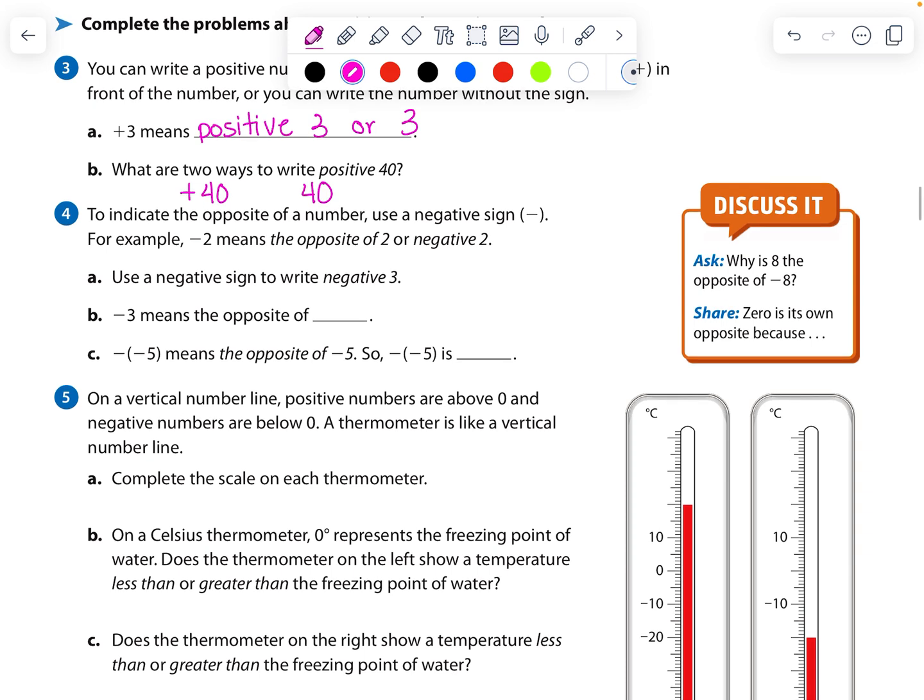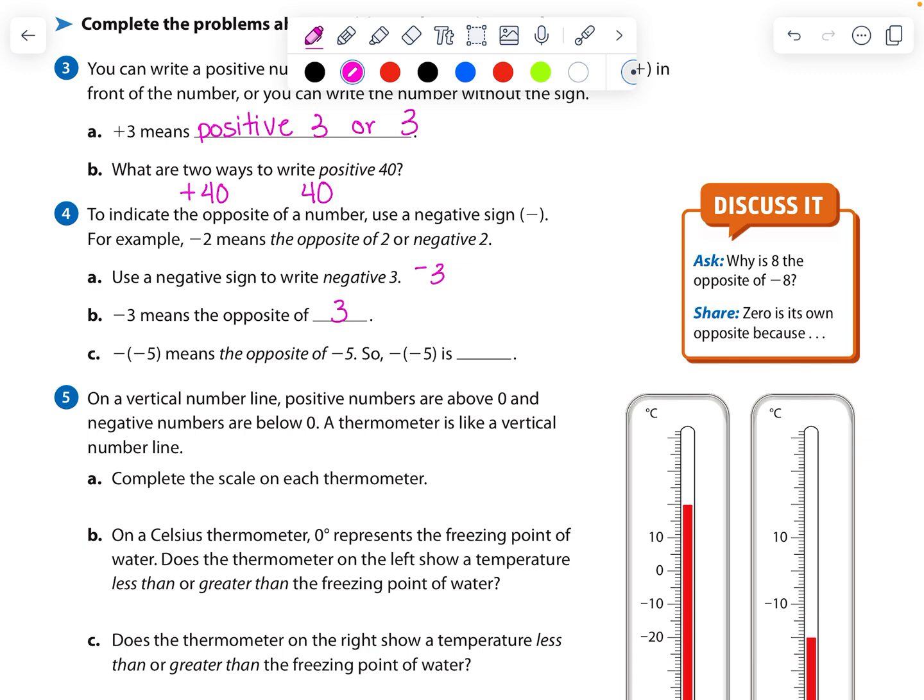All right, to indicate the opposite of a number, use a negative sign. For example, negative 2 means the opposite of 2, or negative 2. I guess I should say minus 2 at first. So use a negative sign to write negative 3. So we'd write that. Negative 3 is like minus 3. Minus 3 means the opposite of a positive 3. Okay, they're both 3 units away from 0. Negative 3 is to the left, and positive 3 is to the right of 0.